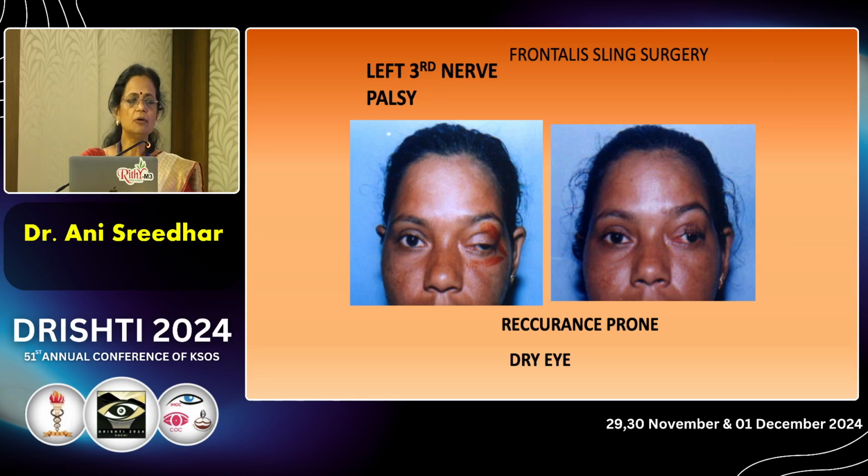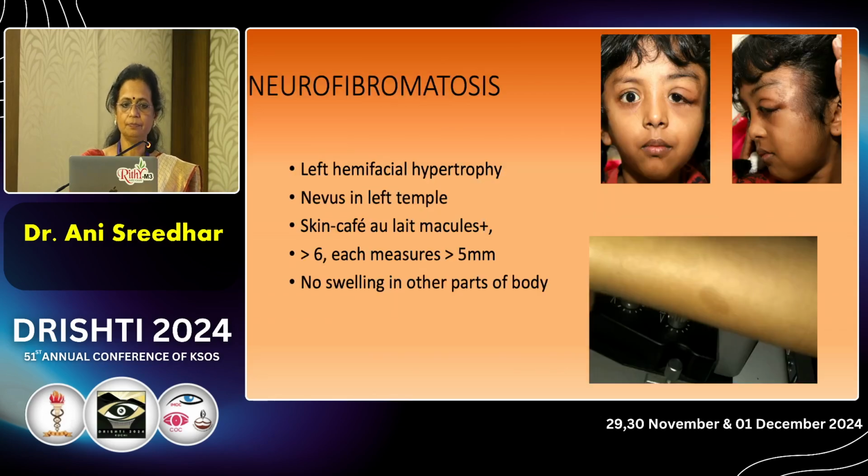Now, in third nerve palsy, when you do a sling, you correct the squint first, bring the eyeball to the primary position, and then do a sling. But whatever you do, everything recurs, and they are more prone to dry eye. But you can tell the patient and do, that's all. You have to do a globe fixation. The squint surgeon does a globe fixation, but even then it recurs. You have to tell the patient it will recur, not to the same extent, but it will recur. And they are more prone to dry eye also. You should be very careful.